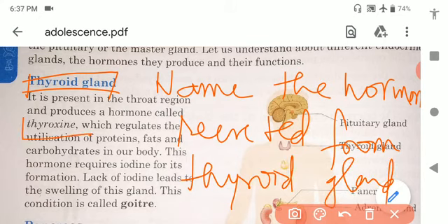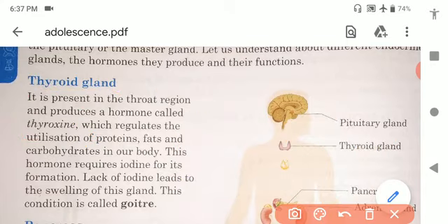The answer is here: the thyroid gland secretes thyroxine. So where is the thyroid gland? Just see over here. It is present just below the larynx, on both sides of the larynx, and looks like the wings of a butterfly. So this is the thyroid gland.